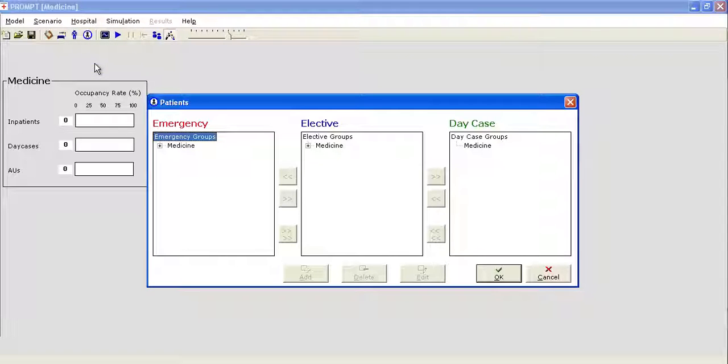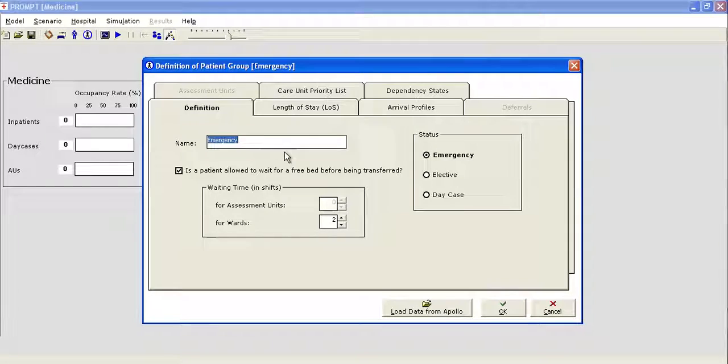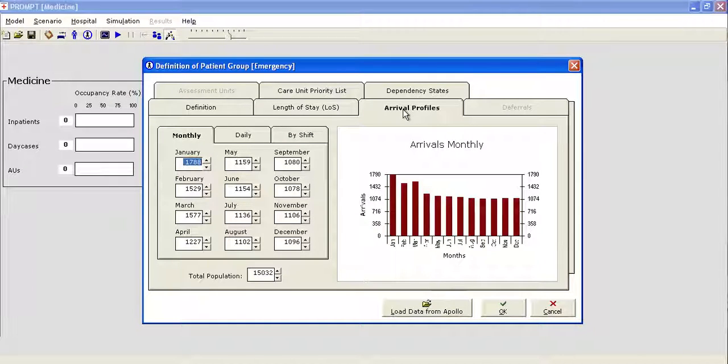And finally, the patients themselves who use those beds. I've broken it down into emergency, elective, and day case at the highest level. Under the medical patients, I've got information about the emergency patients who arrive, including their arrival profile. This information has all come across automatically, preloaded from Apollo, which is another piece of software, which I've got another video on, which shows you how you link to your database. The information that's come across shows the profile of arrivals for those 15,000 or so patients who are expected to arrive over the next year.